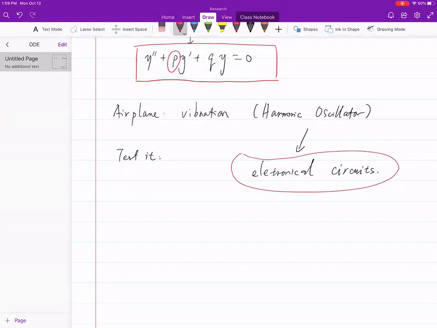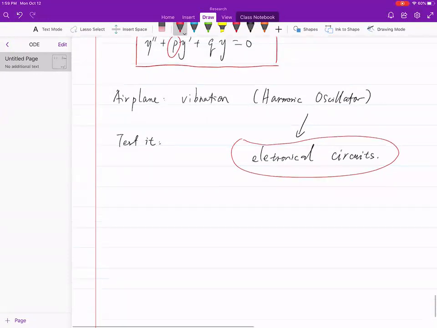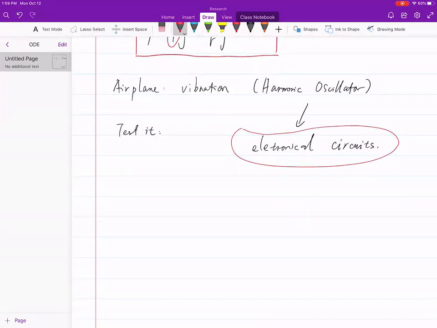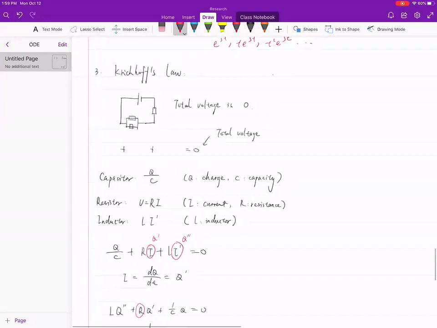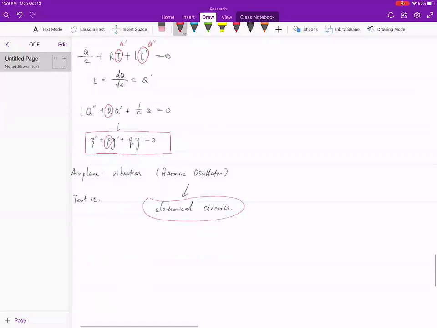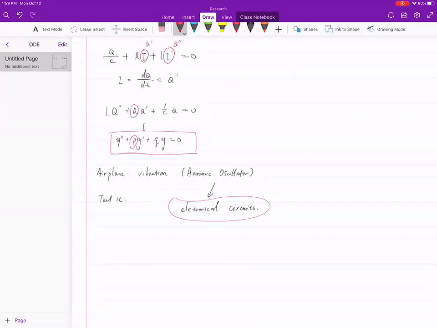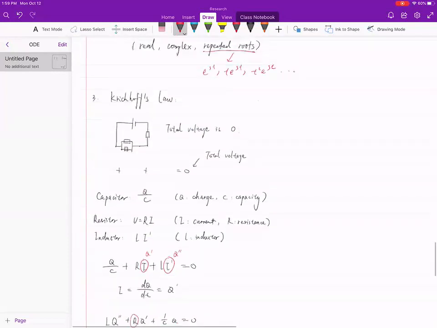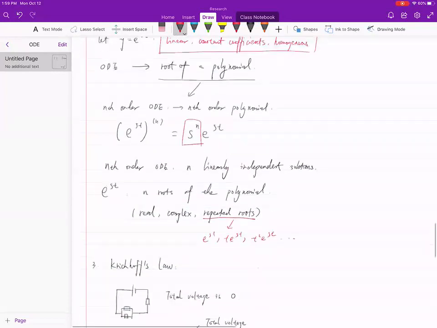If you think about it, that's beautiful human wisdom there. How on earth do you know that the vibration of an airplane is the same as an electrical circuit? That's beautiful. All right, that's roughly everything about harmonic oscillators. Any questions so far? It's a very rich topic.